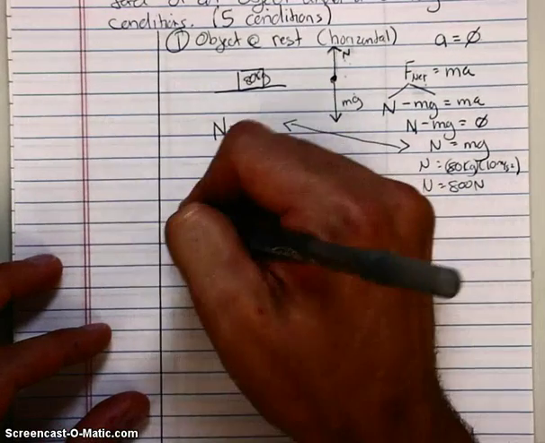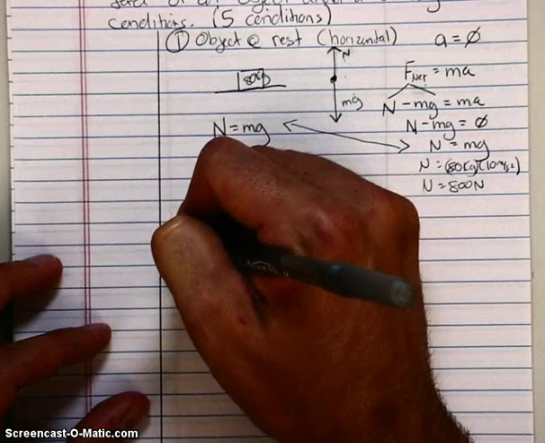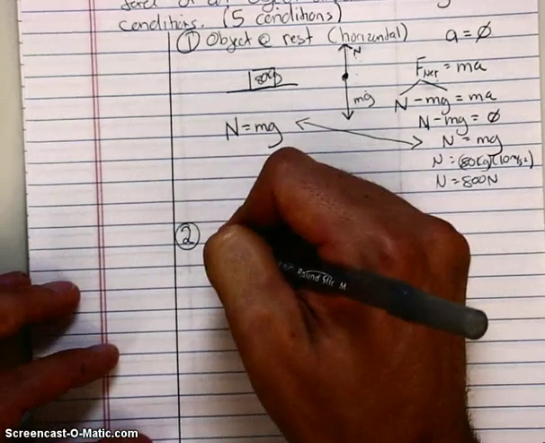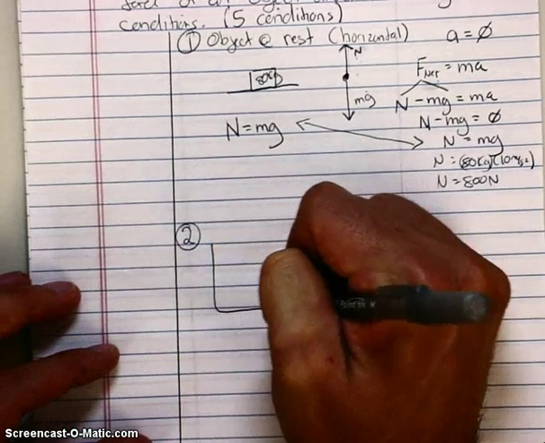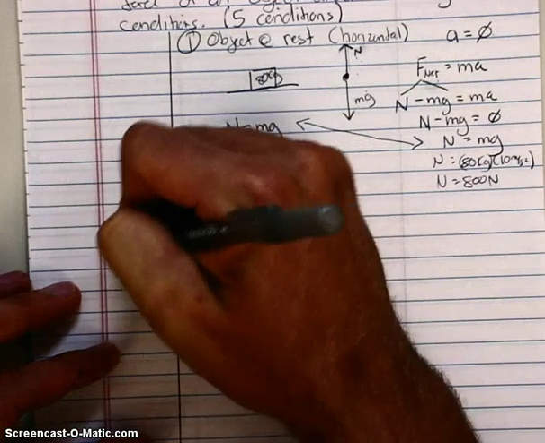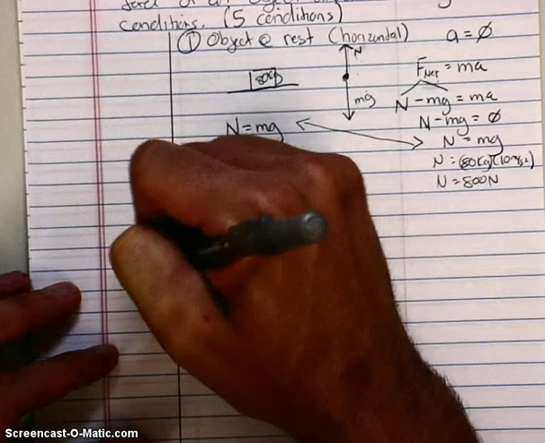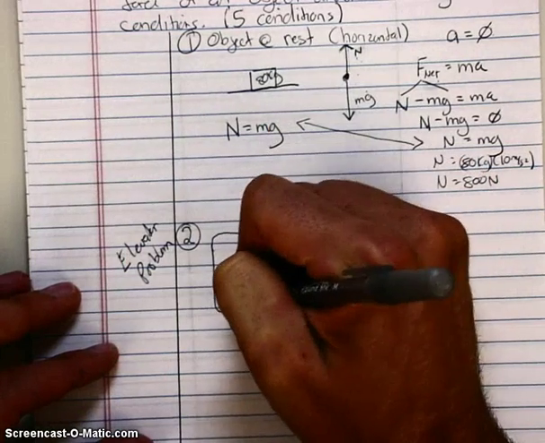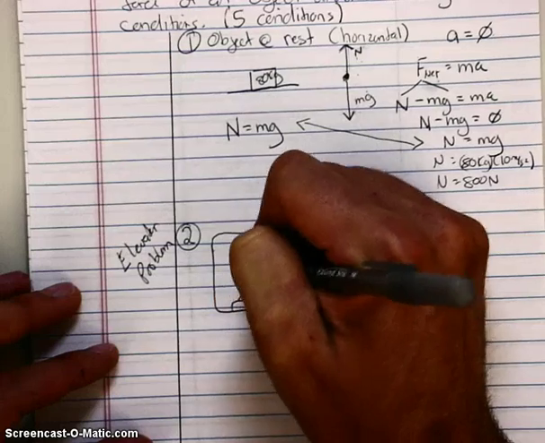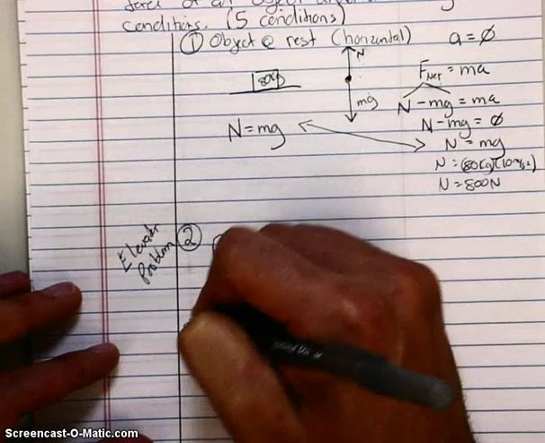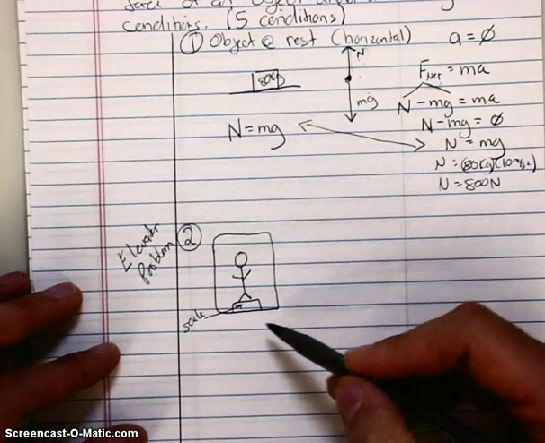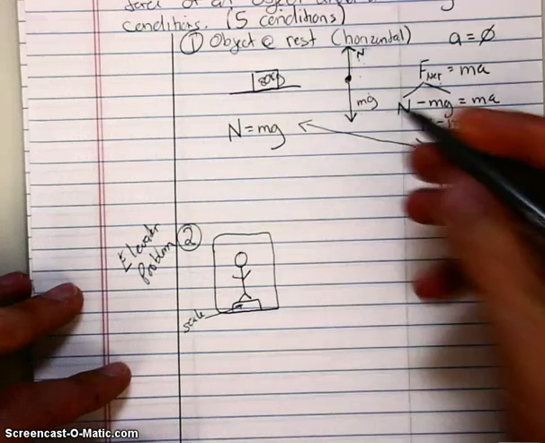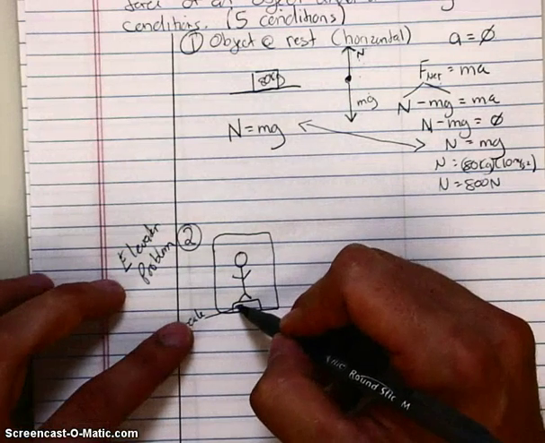So let's look at a second situation. Actually, this is going to be 2 and 3. Take, for example, someone is on an elevator. And these are actually called elevator problems. Let's say someone is on an elevator and they are standing on a scale. The reason we say standing on a scale is because a scale really is a measure of the normal force.